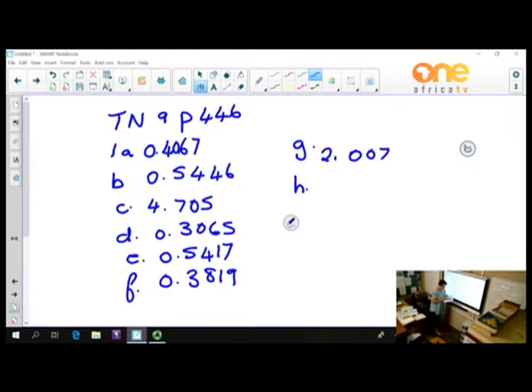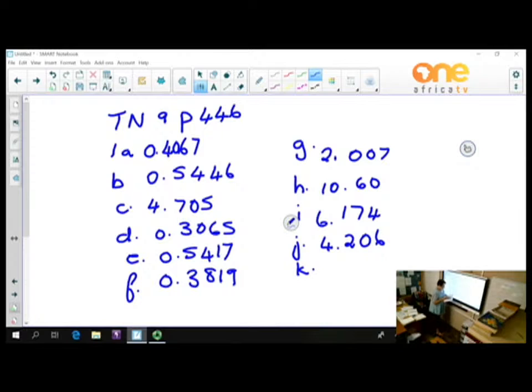Number H, 12 times sine 62 is equal to 10.60, rounding off again there. Number I, 5 times tan 51 is equal to 6.174. J, now you'll see, now we're dividing. So it is 4 divided by cosine 18 is equal to, you just press your calculator, 4.206. I round off again there.